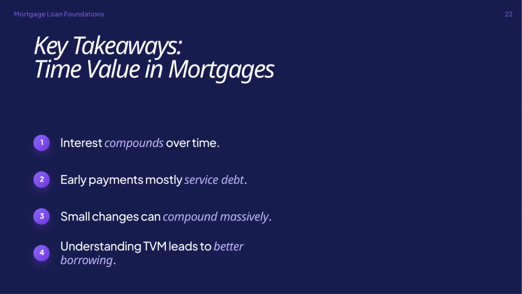Let's review the key takeaways about the time value of money and mortgages. First, interest compounds over time, which means the longer the loan, the more interest accumulates. Second, early payments primarily go toward paying off the interest, not the principal, so it takes time before you start reducing the actual debt. Third, even small changes in your payment schedule or interest rate can have a huge impact because of compounding. Finally, having a solid understanding of the time value of money helps you make smarter borrowing decisions, ultimately saving you money over the life of your mortgage.